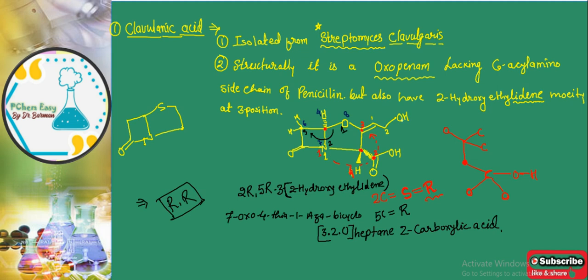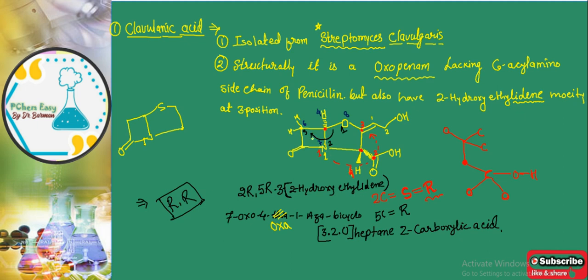1, 2, 3. This is the 2-hydroxyethyl, but it has an exo bond with this cyclic compound, so it would be ethylidene. So, a 2-hydroxyethylidene moiety at the 3 position. Now this is the IUPAC name, how we can do the nomenclature of this compound. Here it is written with the fire, so it will be 4-oxa, 1-aza, bicyclo[3.2.0]heptane-2-carboxylic acid.